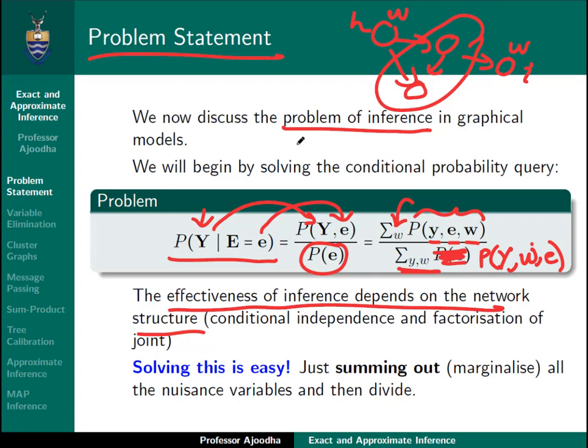There are different approaches to solving this problem, but from a very naive perspective, it looks like a very easy problem to solve. Because we're just calculating these different probabilities, so solving it should be extremely easy, right? We just have to marginalize over all of the nuisance variables, which is this W, and then divide by the evidence. So you marginalize first over all of the nuisance variables W, and then you marginalize again over all of the Y's to get the top term and the bottom term. You divide them, and then you're done.